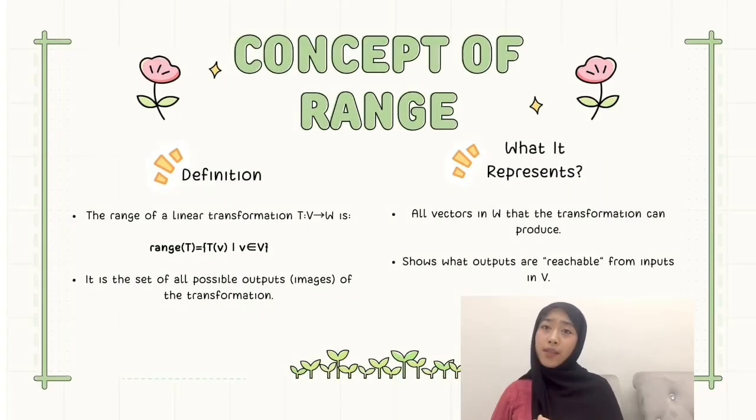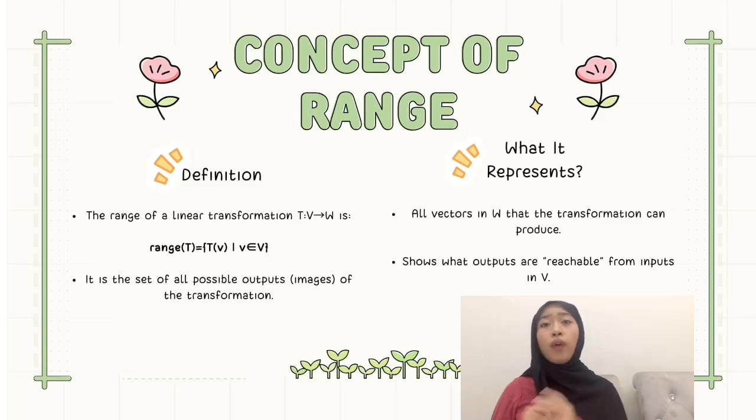Hi everyone, I'll be explaining the range of a linear transformation. Let's begin with the definition. The range of a linear transformation T, where T is a linear transformation from vector space V to vector space W, is the set of all output vectors in the codomain W that you can get by applying T to the vectors in the domain V. Symbolically, this is written as below. This simply means the range contains all possible outputs of the transformation.